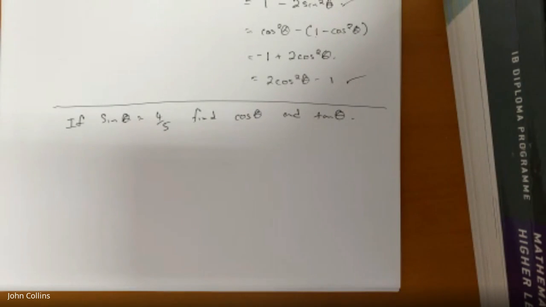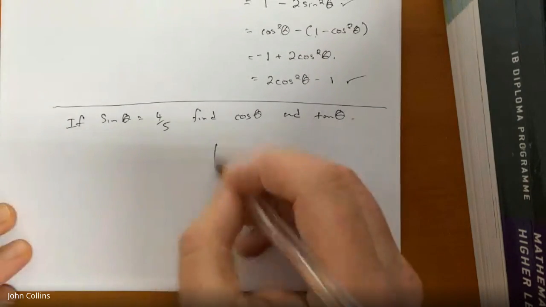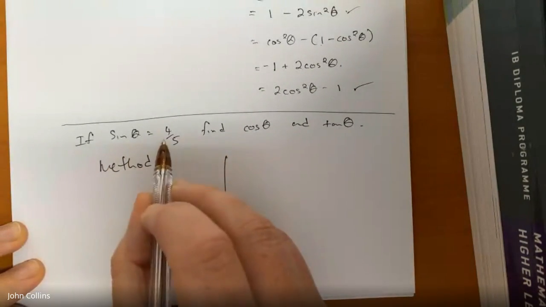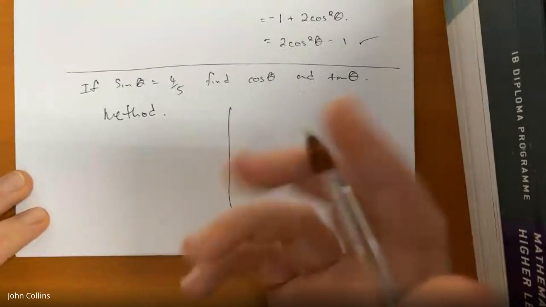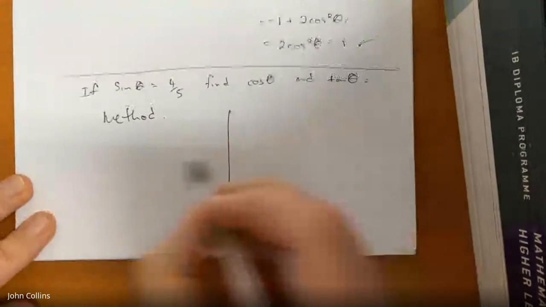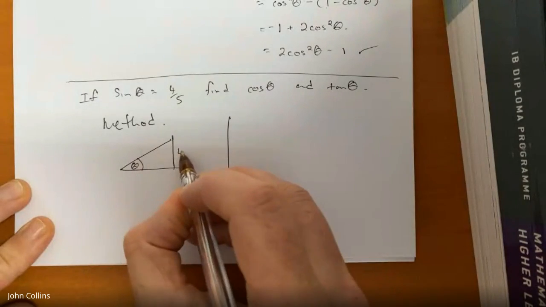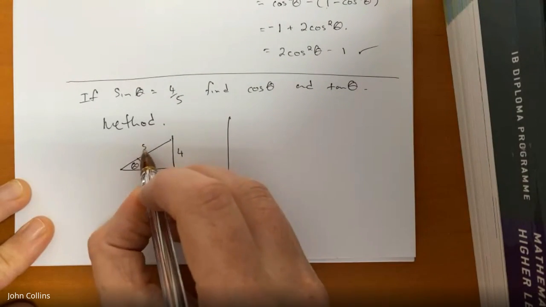You just draw a triangle: opposite equal to 4, hypotenuse equal to 5. Use Pythagoras to find the other side, and then you can put those on. Method one, draw. If you have sine theta, you can draw a sketch of what that ratio would look like in a triangle. So let's make a right angle triangle, call that theta, the opposite side is going to be 4, and the hypotenuse is going to be 5.